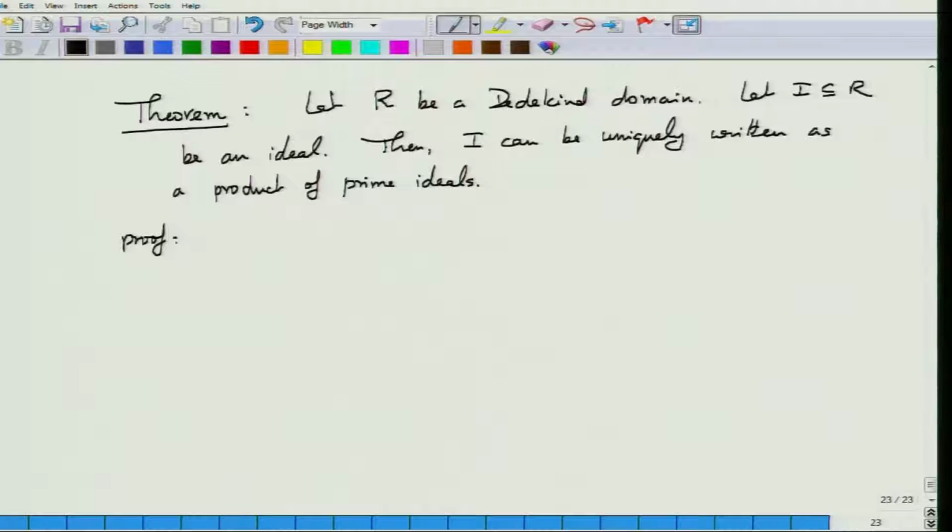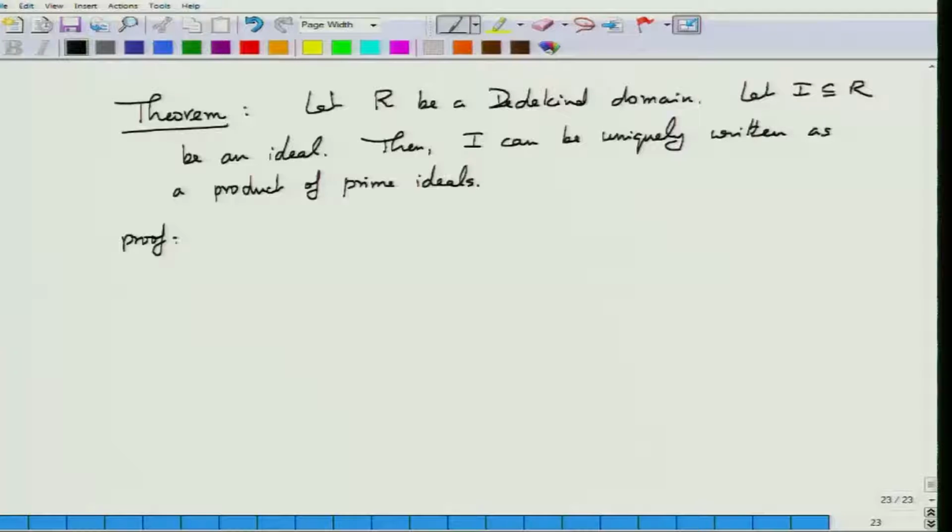I will not give you the complete proof of this because it requires some effort. It's not very difficult, but I want you to make that effort on your own. So instead, I'll give a partial proof and leave the rest to you. The key property that we are going to make use of is the following.